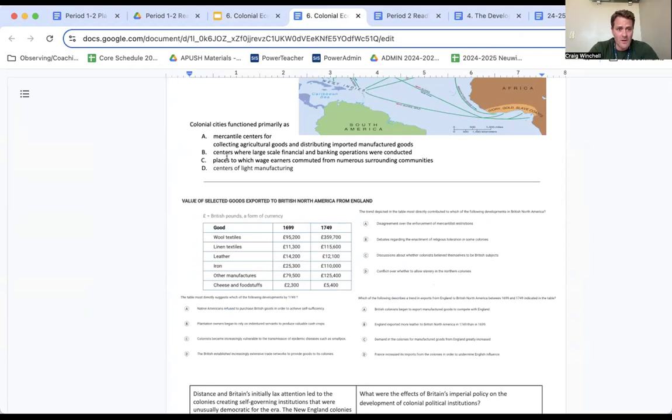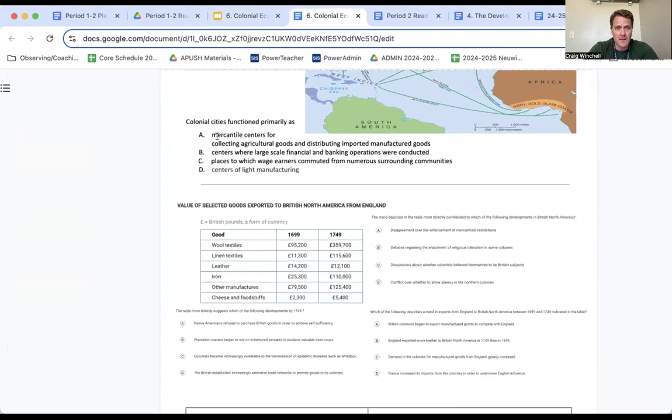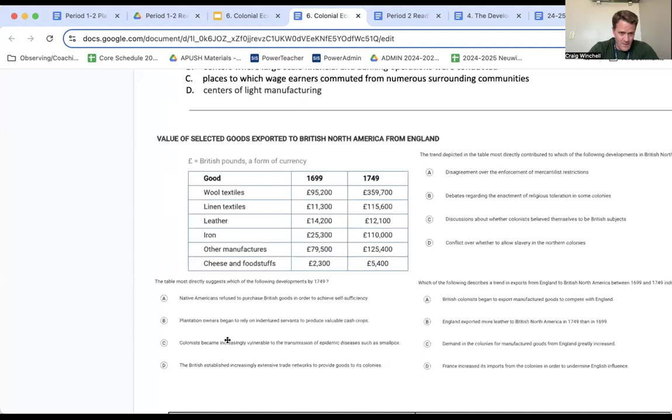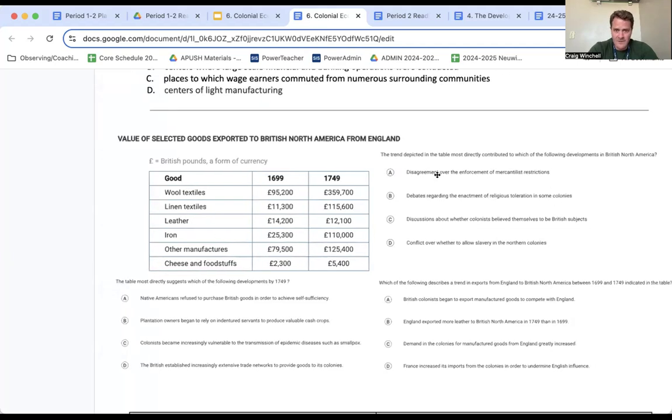Excellent. The first question on colonial cities, the answer is going to be A. Excellent. This question down below on the value of selected goods to and from British North America is going to be D. Extensive trade networks provide goods. The second question here is going to be A.